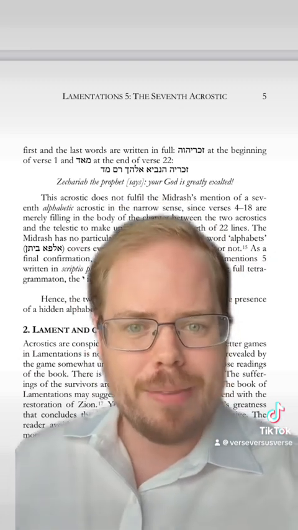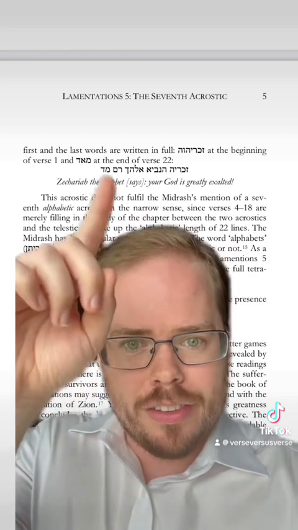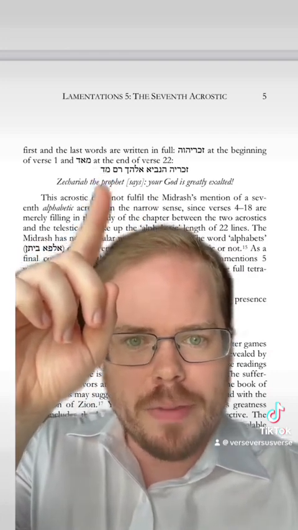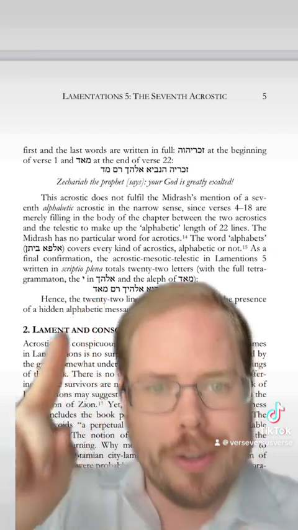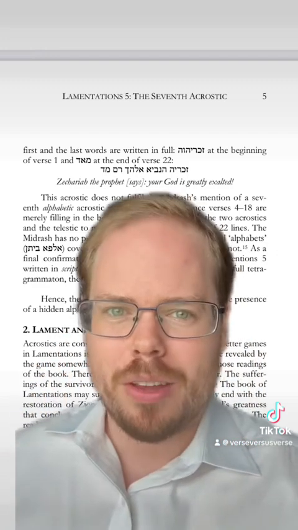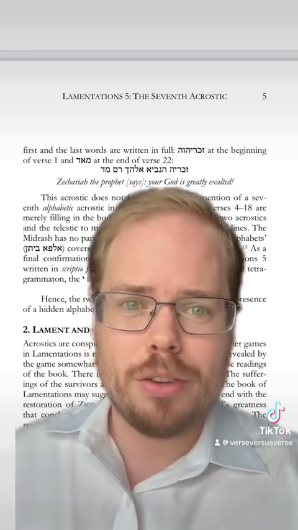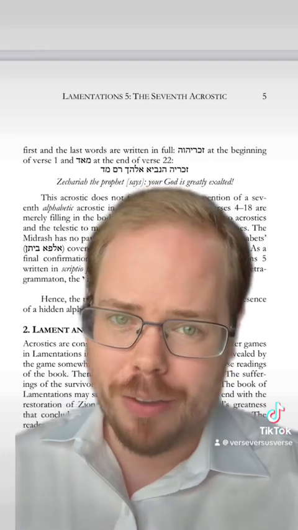In addition to that, if you take all of the letters of this, including the missing aleph, which isn't included here, and you put those together, you get a total of 22 letters, which would make it the seventh set of 22, just like the 22 letters of the Hebrew alphabet.